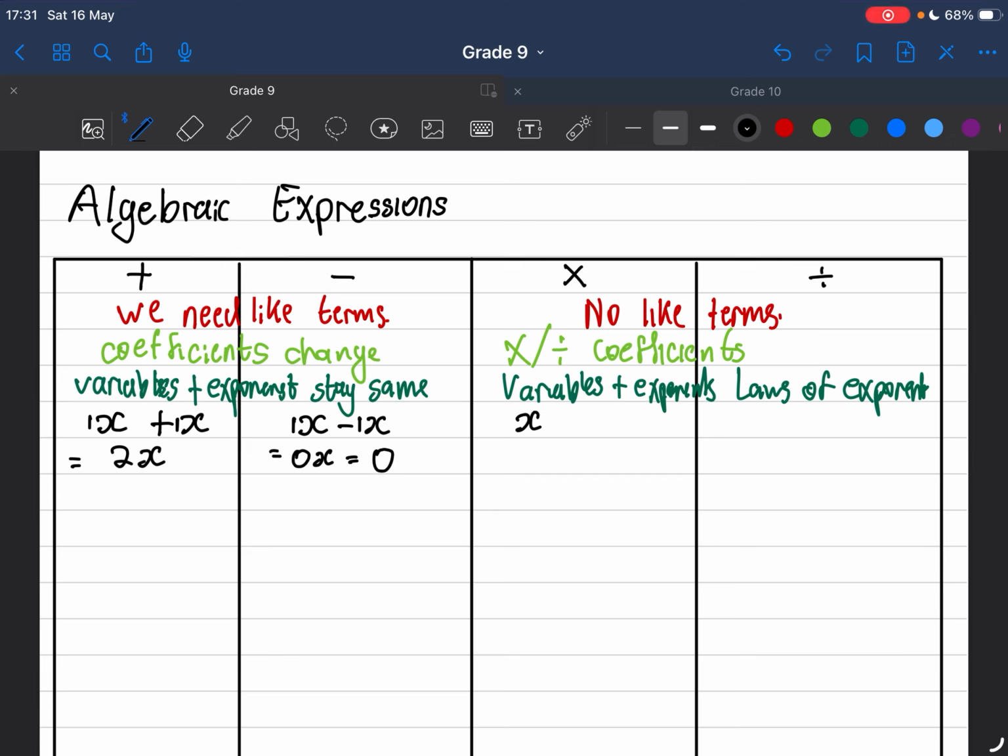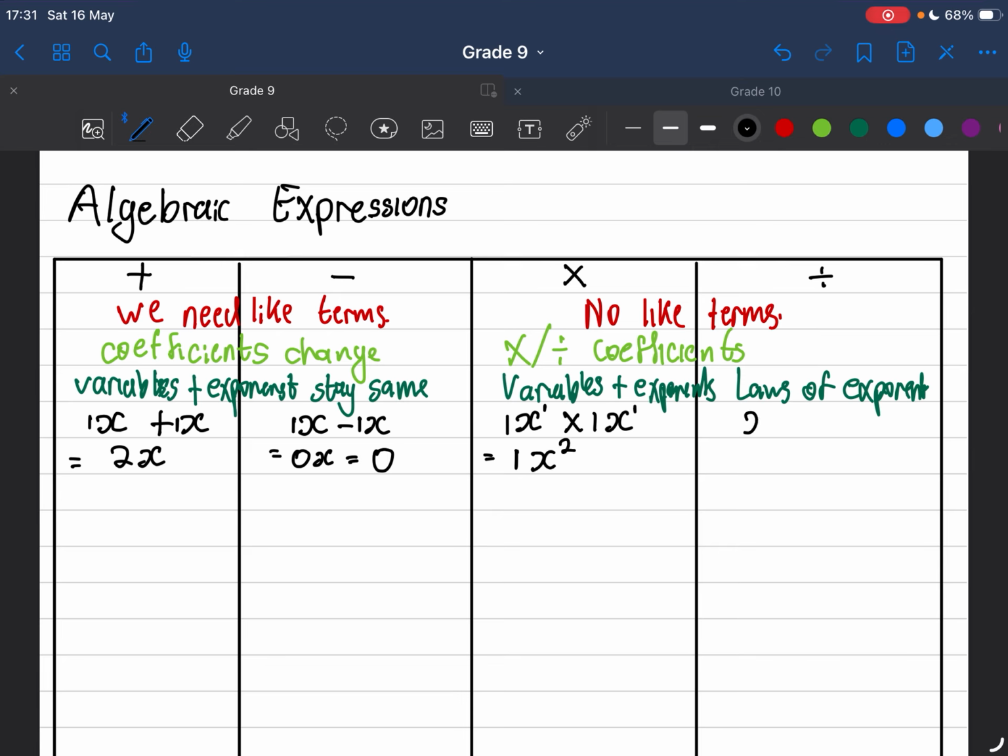Then you get x times x. Now with this, we don't care about like terms. They are like terms, but it doesn't make a difference. We still do the same thing. We multiply the coefficients, so 1 times 1 is 1. Then for the variable and exponents, we apply laws of exponents. So x to the power 1 times x to the power 1. When multiplying the bases, you add the exponents. So you get 1x squared.